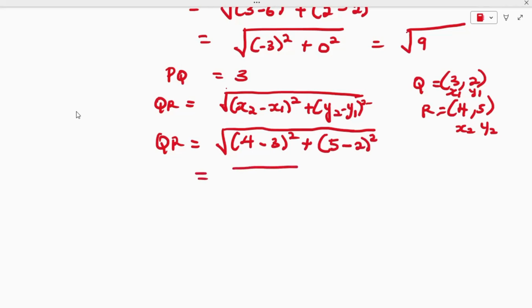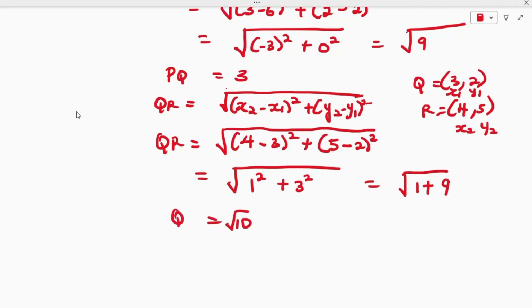So this is equal to the square root of 4 minus 3 is 1 square, plus 5 minus 2, we have it to be 3 square, and this is equal to the square root of 1 square is 1 plus 3 square is 9, and this is equal to the square root of 1 plus 9, which is 10. So we have that QR is equal to the root of 10.